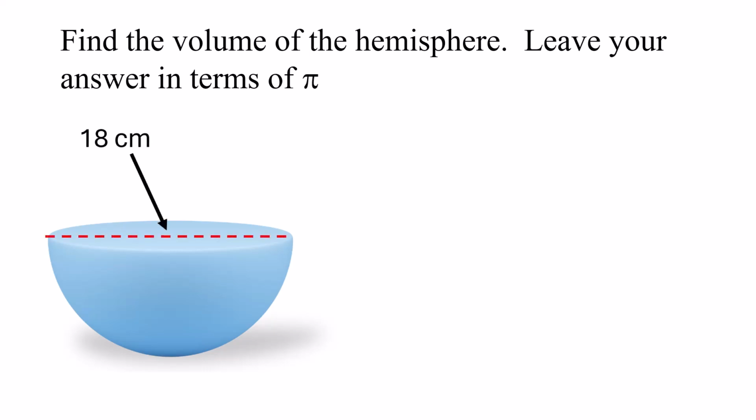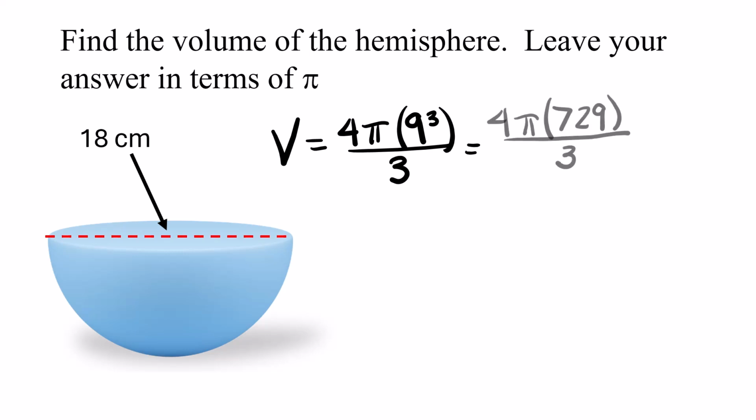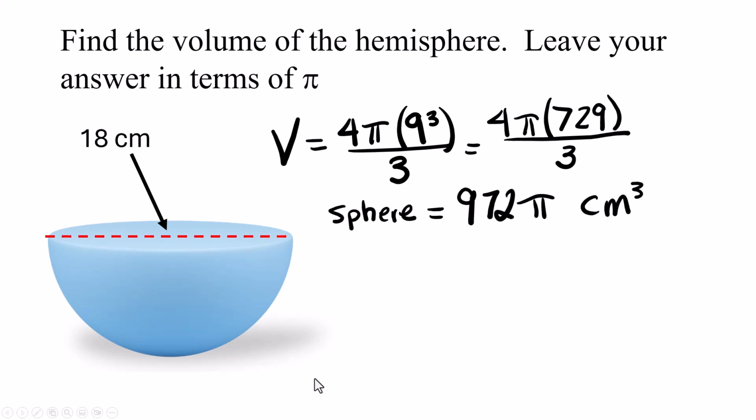So this guy has a diameter of 18 centimeters, which means its radius is 9 centimeters. So the setup is 4 pi times 9 cubed divided by 3. If I take 9 times itself 3 times, we end up with 4 pi times 729 divided by 3. Work this out. Just grab your calculator, do 4 times 729, and then take that answer and divide it by 3. You're going to get the entire sphere of 972 pi.